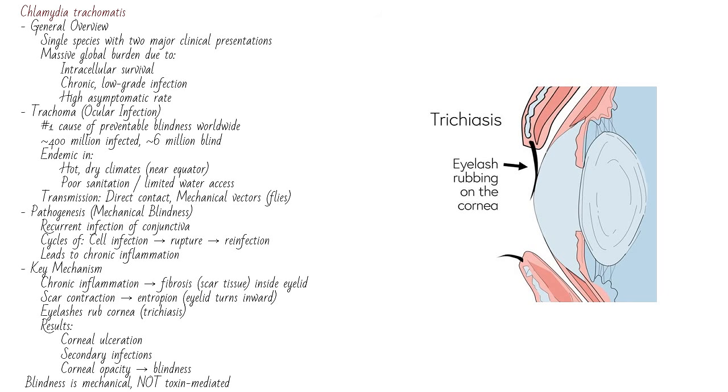But this chronic inflammation creates deep, rigid scar tissue on the inside of the eyelid. As that scar tissue matures and contracts over months and years, it physically pulls the edge of the eyelid inward, so the eyelashes turn inside out, scraping against the cornea every single time the person blinks, causing ulcerations, inviting secondary infections, and ultimately turning the clear cornea opaque. A slow, agonizing descent into irreversible blindness, entirely driven by the body's prolonged inflammatory response to a hidden pathogen.